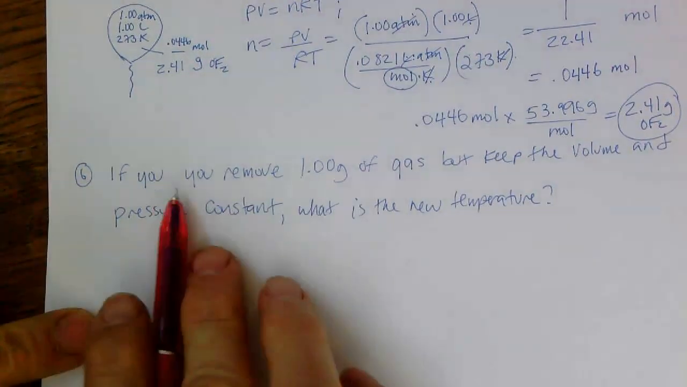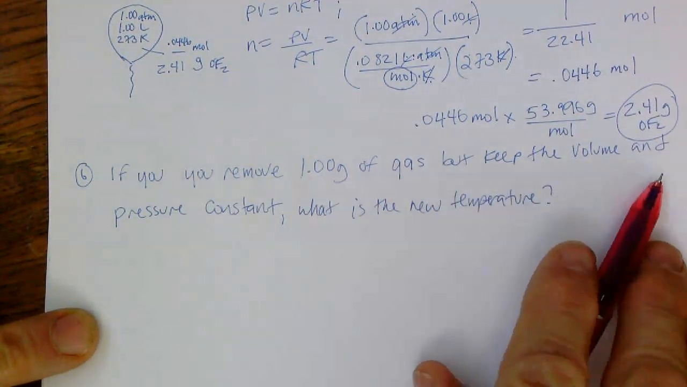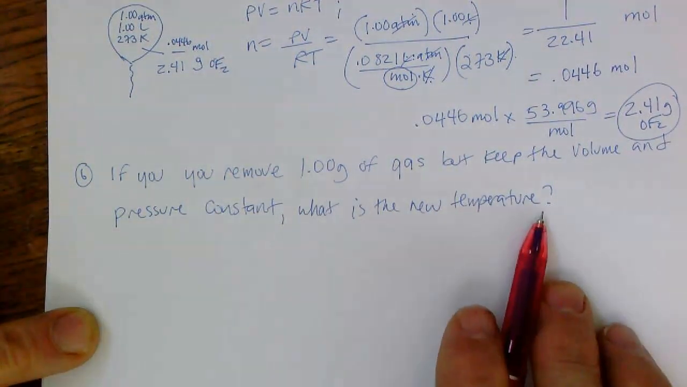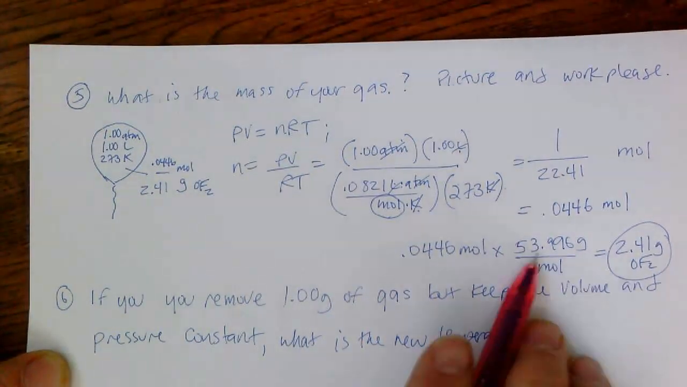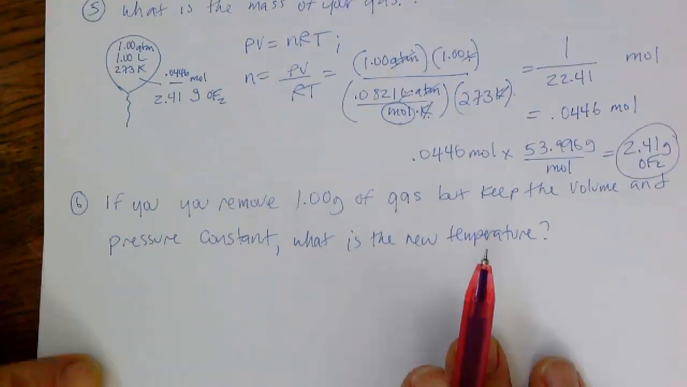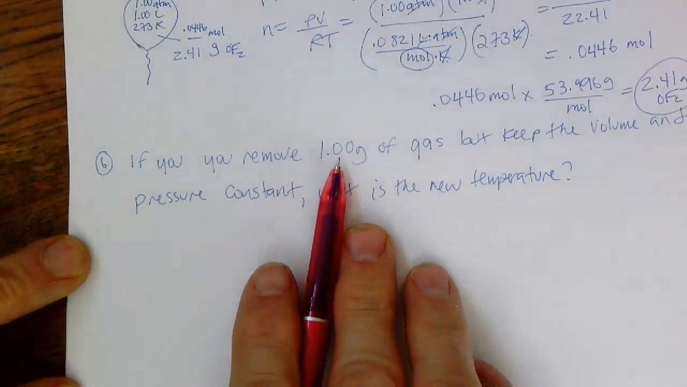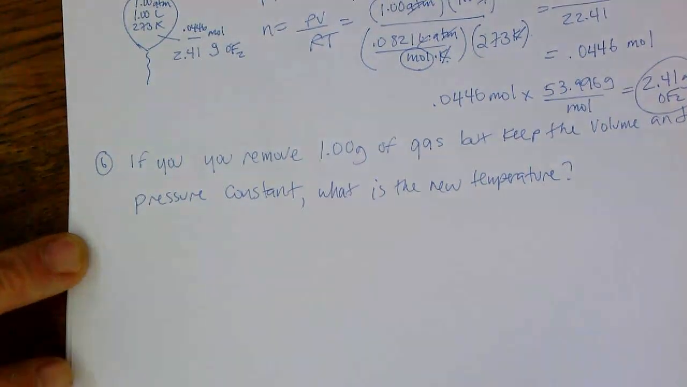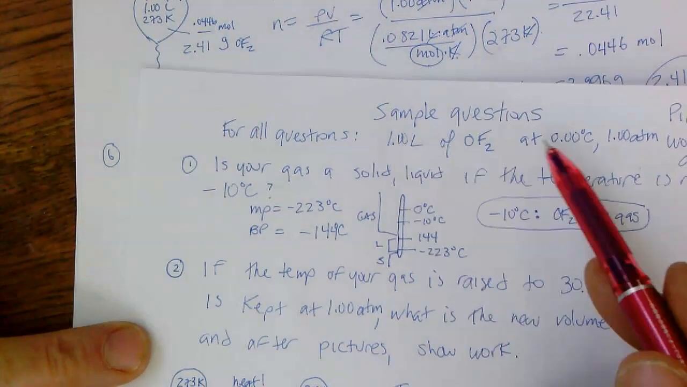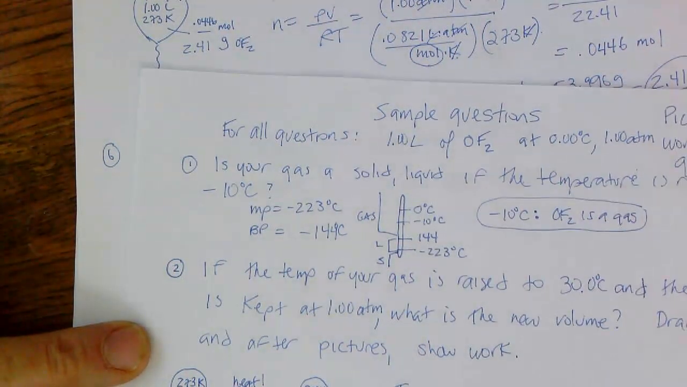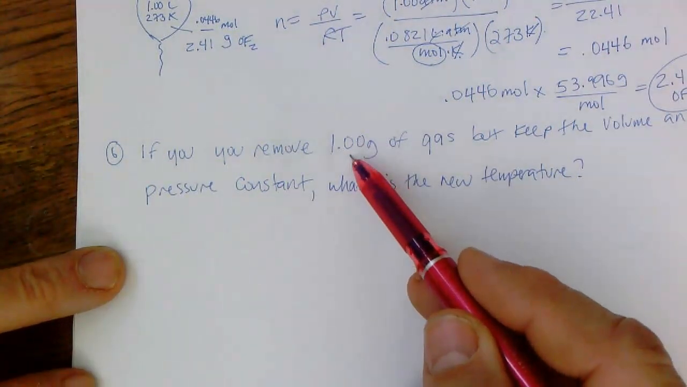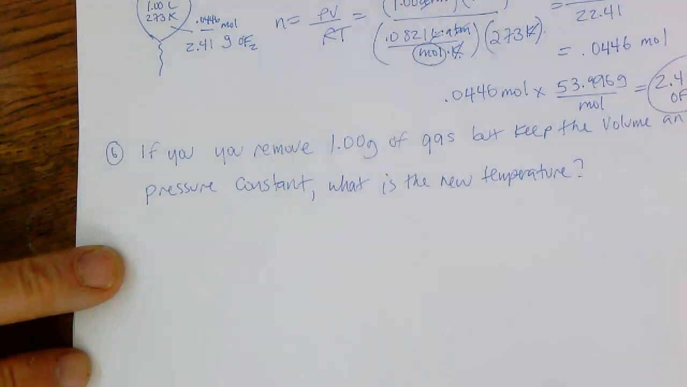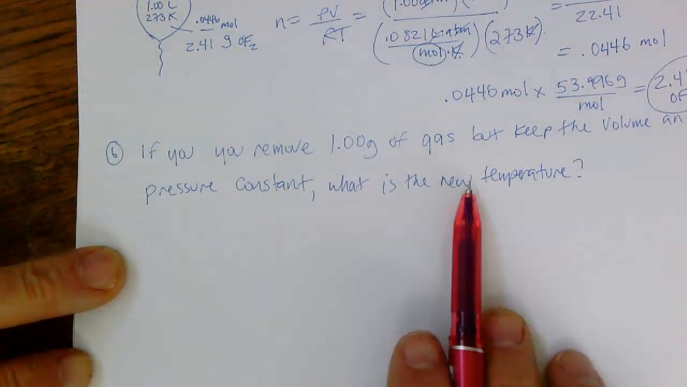Question number 6. If you remove 1 gram of this gas but keep the volume and the pressure constant, what is the new temperature? This is referring to question 5 where, well, actually you could just do it from the beginning. You've got 1 gram of a gas and based on the initial conditions, we're at 1 liter, 1 atmosphere, 273 Kelvin. That means we have our grams. From that we can get our moles.